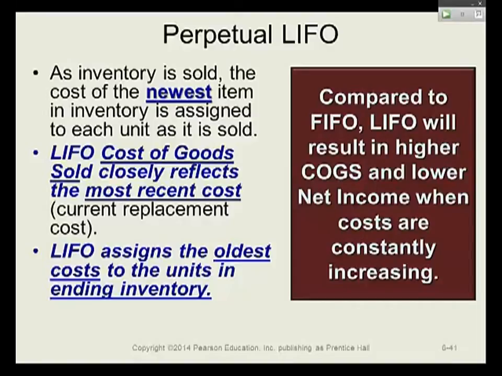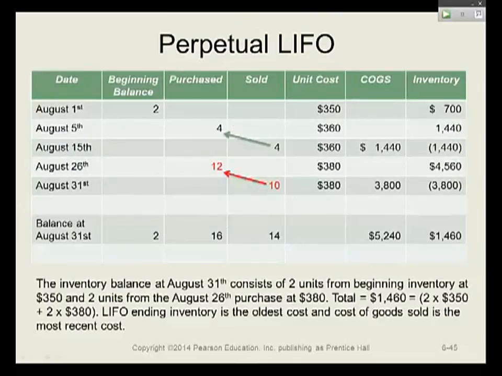But we'll see. All right, so let's go through our example, and I'm going to put this up on the doc cam again so I can point some things out to you. So this is on slide 45. Okay. So once again, we have our company starting on August 1st with 2 units at $350. Then they buy 5 units at $360, and that would give you $1,440 added to the inventory.